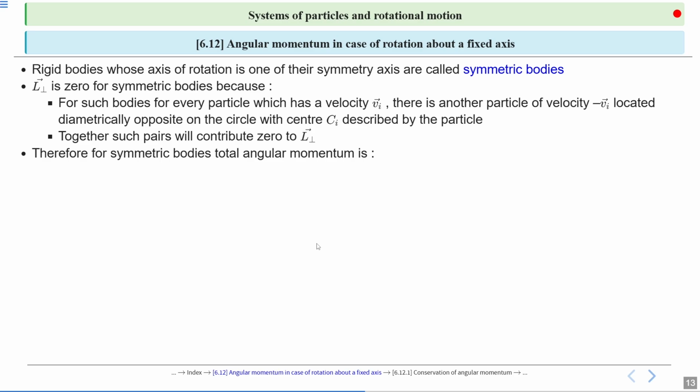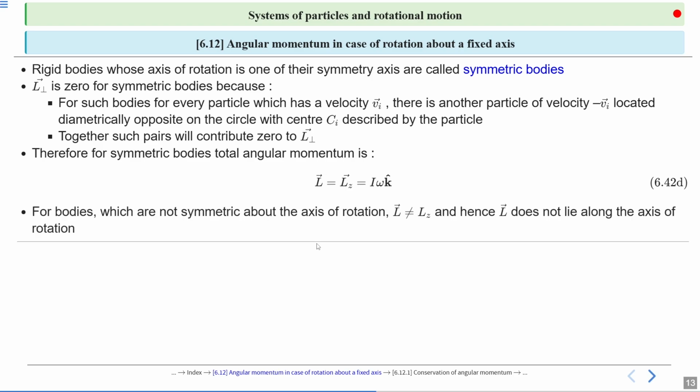Therefore, for symmetric bodies the total angular momentum L is equal to Lz, which is equal to I omega k cap, and this is an important point. For bodies which are not symmetric about the axis of rotation, the total angular momentum L is not equal to Lz. Hence L does not lie along the axis of rotation. All right. Yes or no?